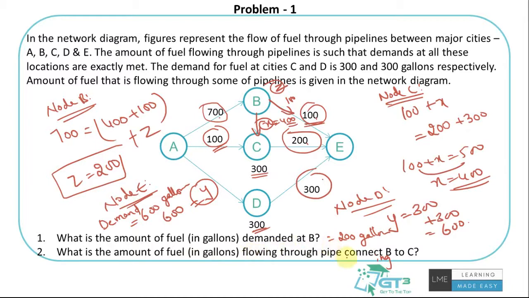What is the amount of fuel flowing through the pipe connecting B to C? B to C, that's X, that's basically 400 gallons. And this is the answer. So as I said, the diagram could be a bit more complicated than this, but all you need to do is pick the relevant nodes, see that the sum of inflows equals the sum of outflows plus consumption or demand, and then you'll get the required values. All you need to do in material flow is just stick to the same approach multiple times to find out the relevant values at multiple nodes.